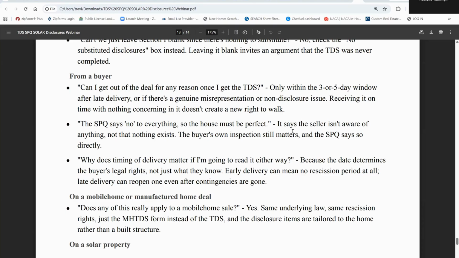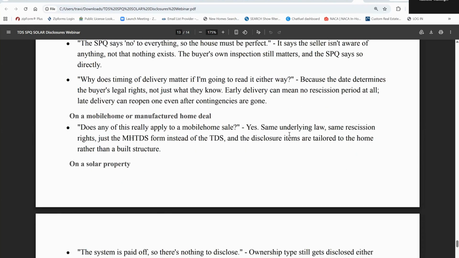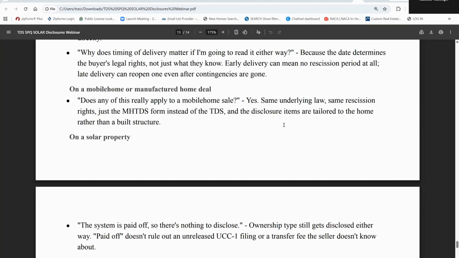Why does timing of delivery matter if I'm going to read it either way? Because the date determines the buyer's rights, not just what they know. Early delivery means no rescission period at all. Late delivery can reopen one even after contingencies are gone. On a mobile home or manufactured home deal, does any of this really apply to a mobile home sale? And yes, it does. Same underlying law, same rescission rights. It's just the MHTDS instead of the TDS. So there's a couple extra questions on there.